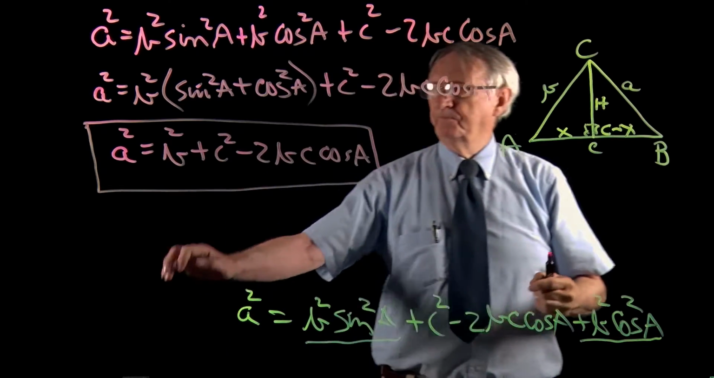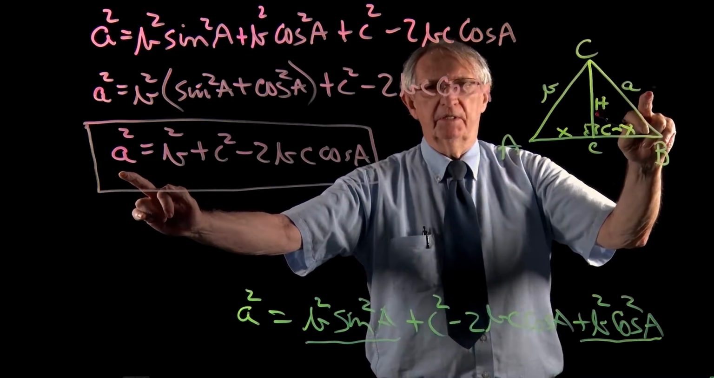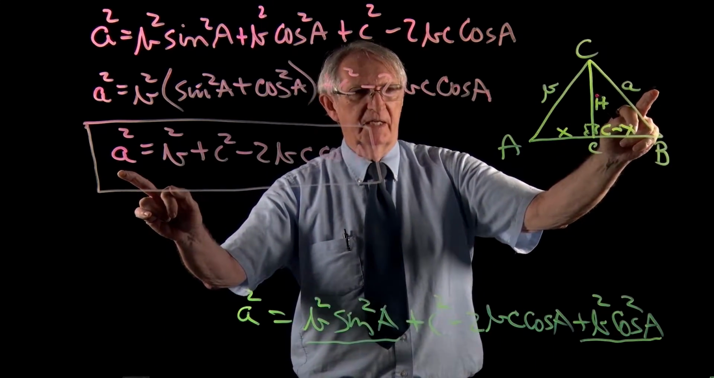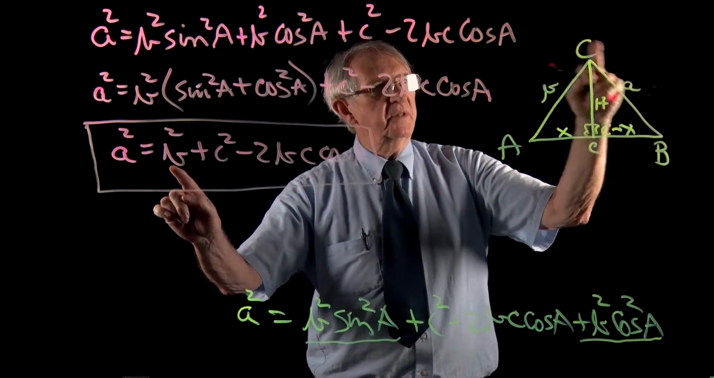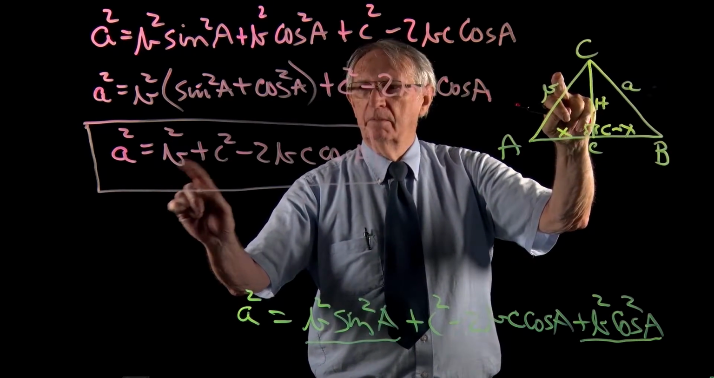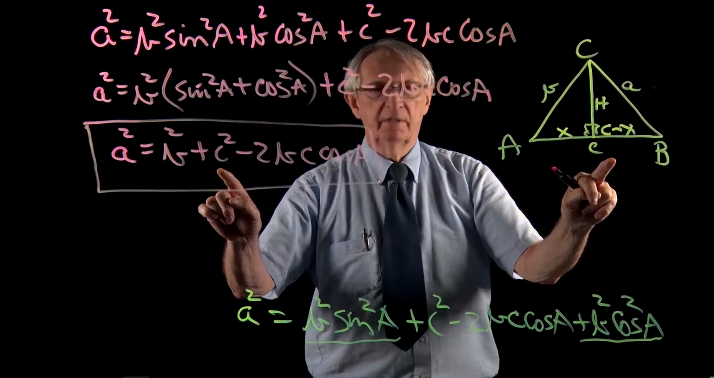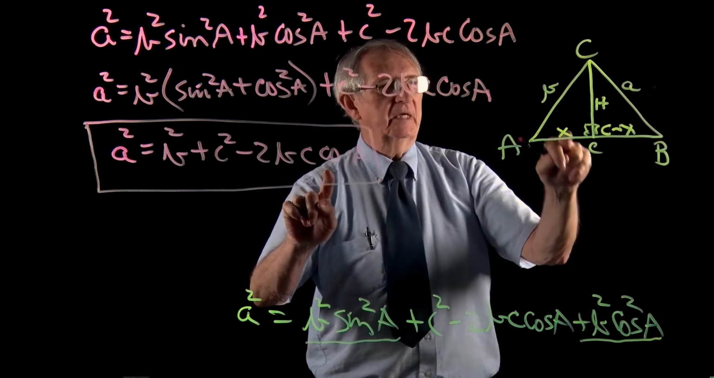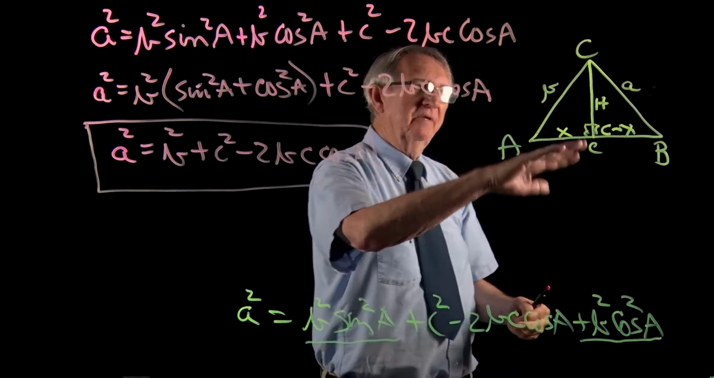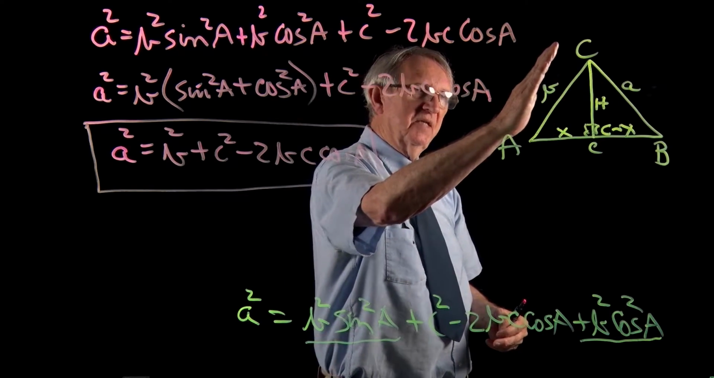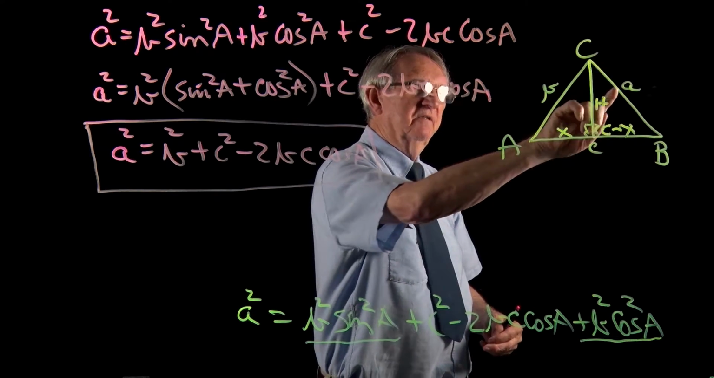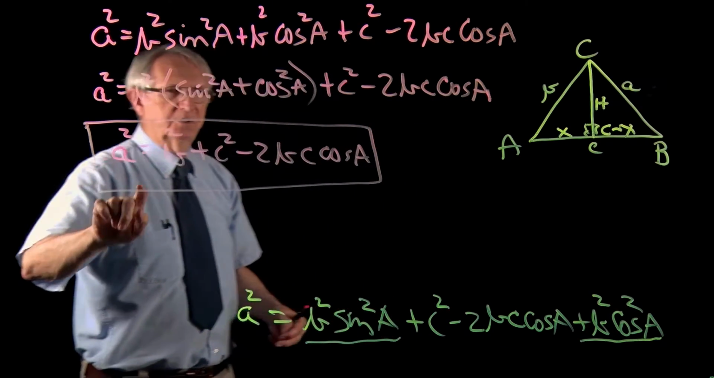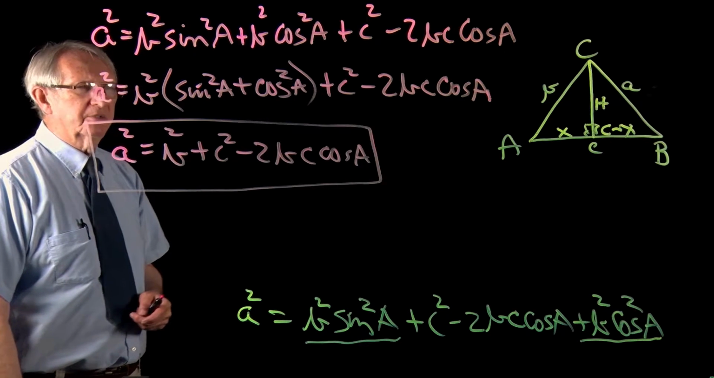What it says is that this unknown side right here, A, is equal to the side you do know squared plus the other side you know squared minus 2 times the side you know times the side you know times the cosine of the angle. In other words, the only information that you need is this side, this angle, this side, to find that side. And that's what this equation does for you. It's called the law of cosines.